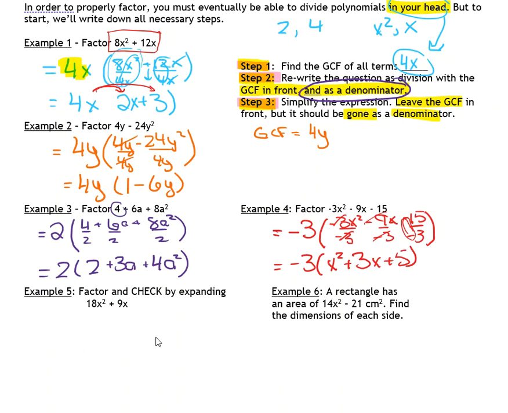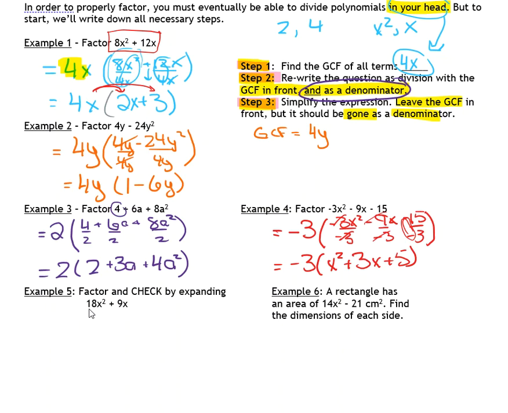That's that one done. We're getting faster here. Example 5 says factor and check by expanding. That means it's going to look like what I did up here in red before. Oh, something got erased there. Factor and check by expanding.